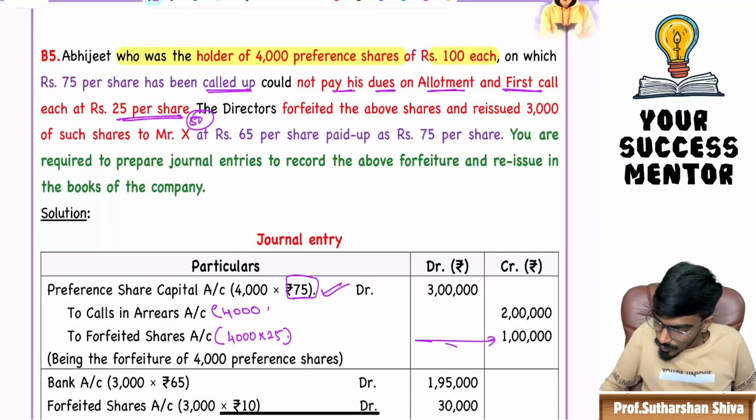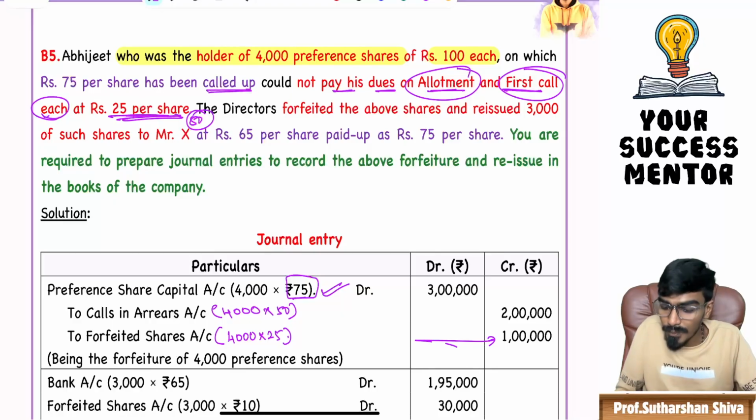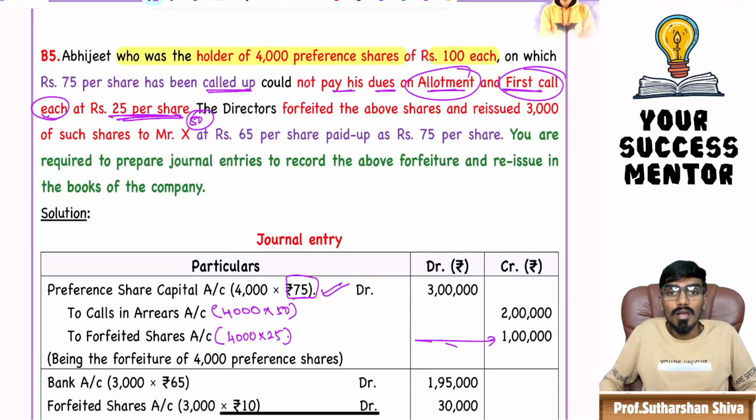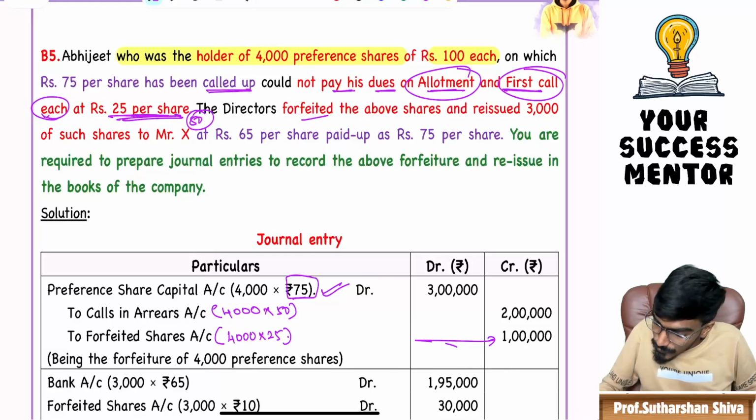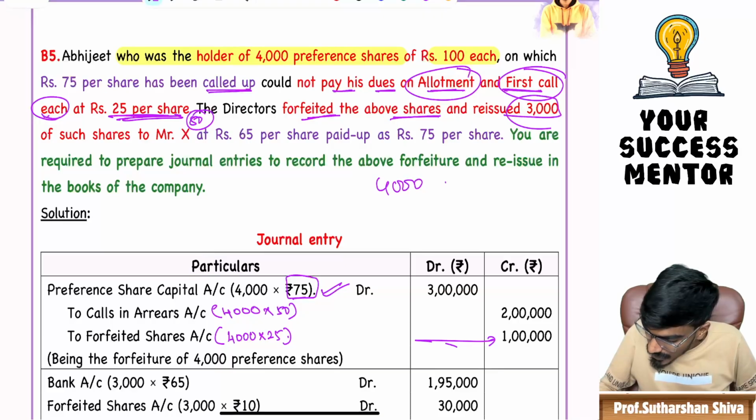And the calls scenario is nothing but 4,000 into 50 rupees. How is it 50 rupees? Allotment money and first call money put together is not 25. They clearly say each at 25 per share. Then the directors forfeited the above shares and reissued only 3,000. They have forfeited all 4,000, but they reissued 3,000.